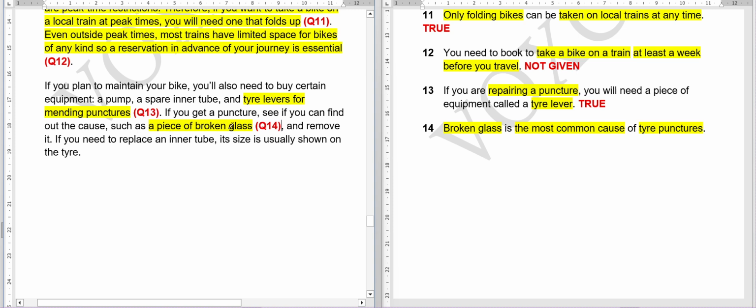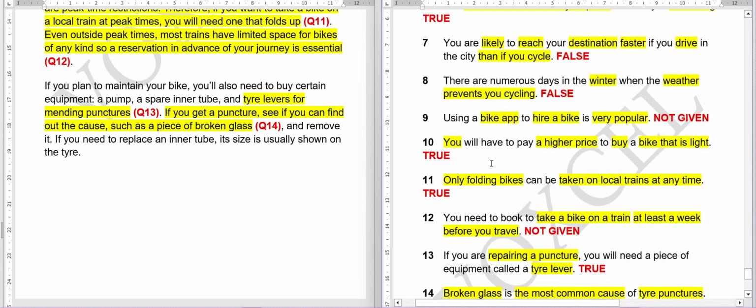Okay, and the answer to this question is not given. So I hope you got it correct. Why is it not given? Because though there is information about whether you can find out the cause, like a piece of broken glass, whether broken glass is the most common cause of tire punctures or not, we don't have any information regarding that, or we do not know which is the most common cause of tire punctures. So that's why the answer to this will be not given.